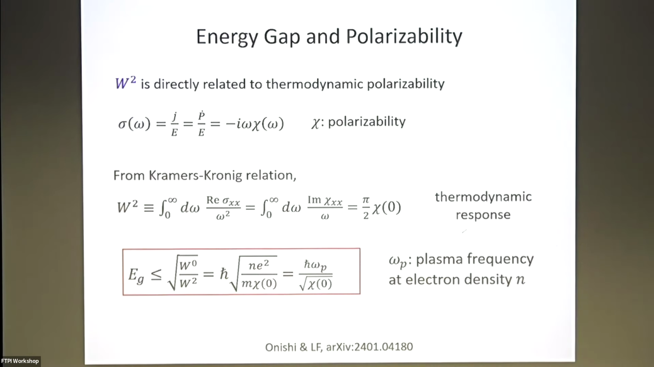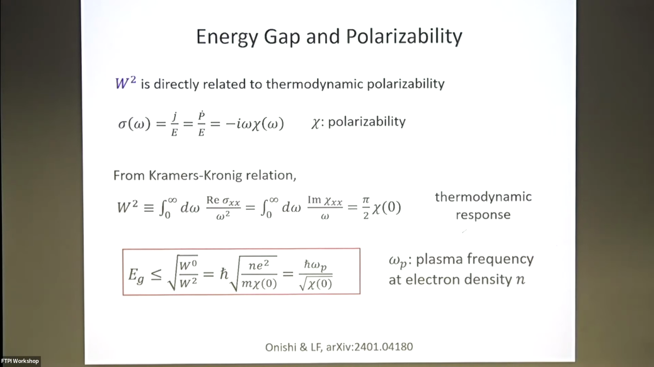This is because the current J is the rate of change of the polarization, and therefore sigma is related to the polarizability pi. Again, I can use the Kramers-Kronig relation, and in this case, the negative second moment of sigma is related to the negative first moment of the polarizability pi. And by the Kramers-Kronig relation again, this is related to the DC thermodynamic polarizability. So this immediately gives us an upper bound on the energy gap, which is basically the plasma frequency, defined in terms of density and mass, divided by the square root of the polarizability.